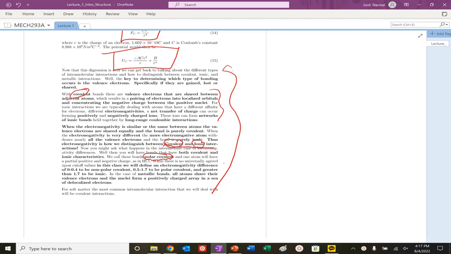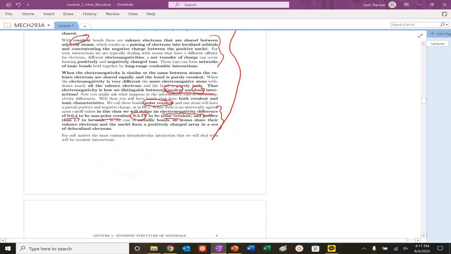But for this class, we are just going to use the following convention. This is not a well-established convention in chemistry, but we'll use it for this class. If the electronegativity difference between our atoms is 0 to 0.4, non-polar covalent. 0.5 to 1.7, polar covalent. Greater, ionic.